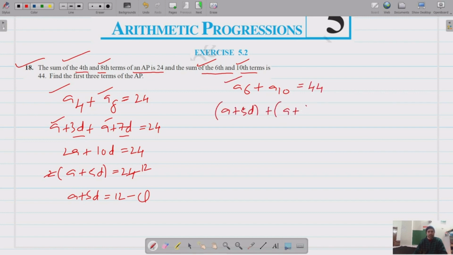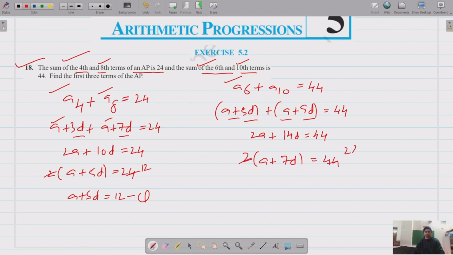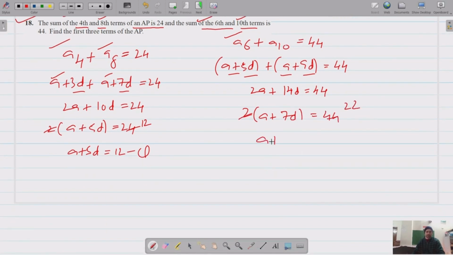And a10 is a plus 9d, that is 44. A plus a is 2a. 5d plus 9d is 14d. That's equal to 44. 2 is common, so a plus 7d is equal to 44 by 2, which gives 22. So a plus 7d is equal to 22.